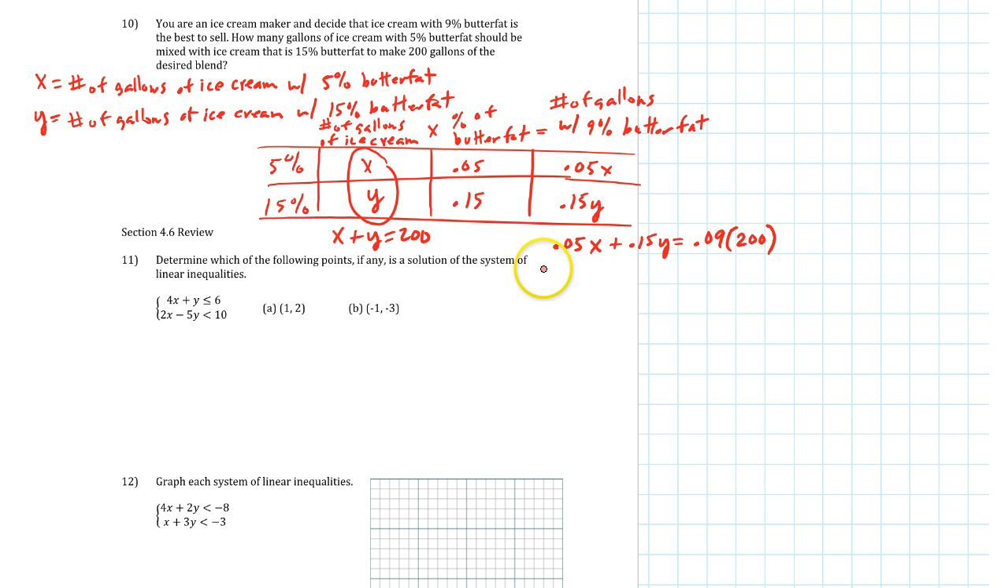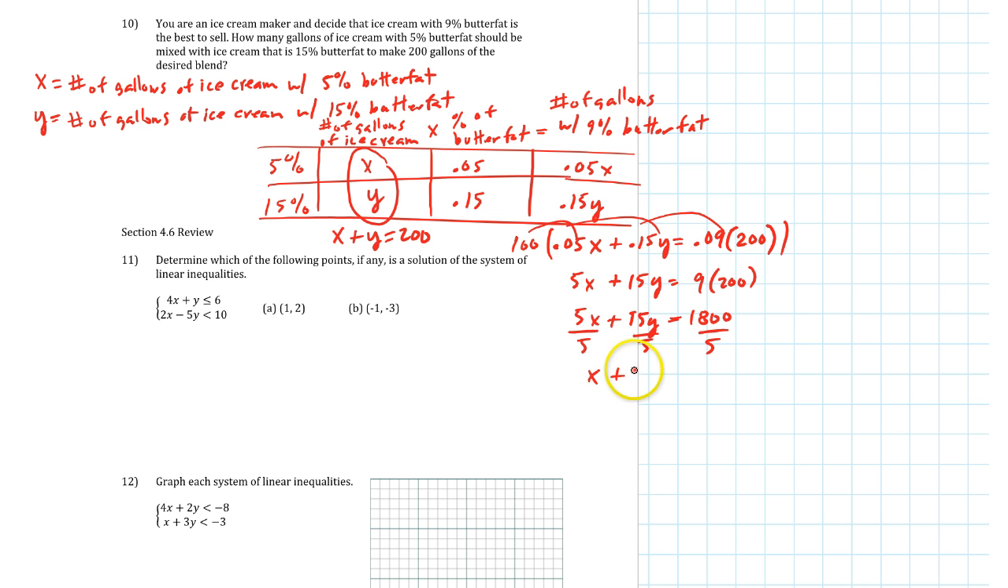Now I can multiply through by 100 to get rid of the decimals. This is going to be 5x. This is going to be 15y equals 9 times 200, which is really 1800. Then I can divide all the way through here by 5, which gives me x plus 3y equals 360.